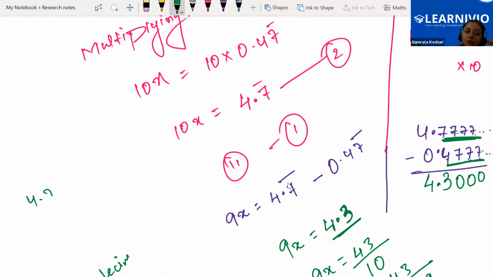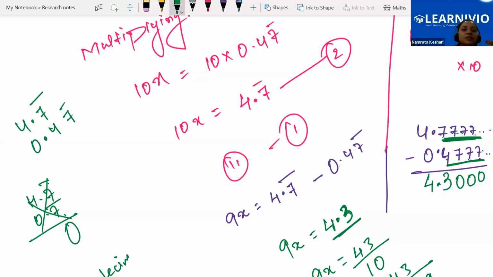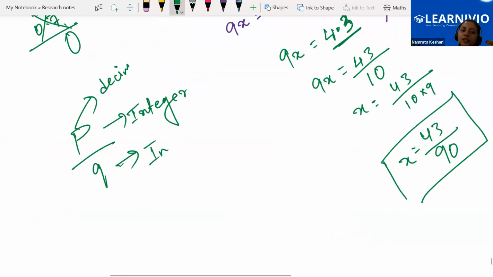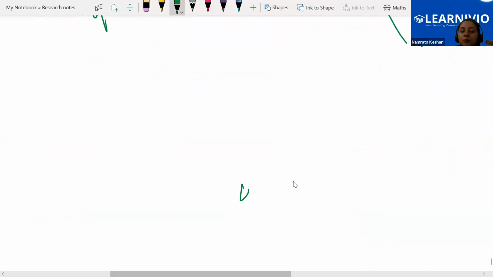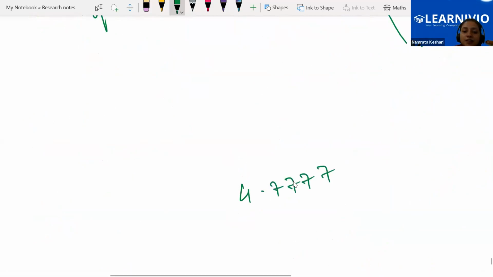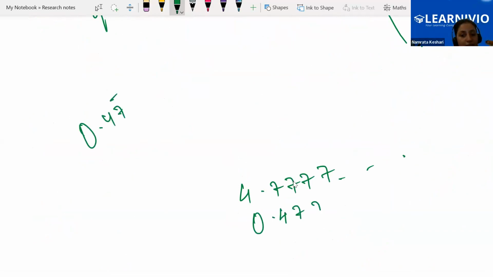प्रीवियसली क्या हो रहा था 4.7 बार एंड 0.7 बार ऐसे आ रहा था, 7 बार 0 बोल दे रहे थे. बट इस टाइम हो रहा है 4.7 बार और उसके जस्ट बिलो 0.47 बार आ रहा है. अब यहाँ पे तो सब्ट्रैक्शन करने में डिफिकल्टी हो रही है, तो थोड़ा सा इलेबोरेट करके एक्सटेंड करके लिख लेंगे. 4.7 बार का मतलब होता है 4.7777. ओके, एंड 0.47 बार का मतलब होता है 0.4 एंड देन 777.